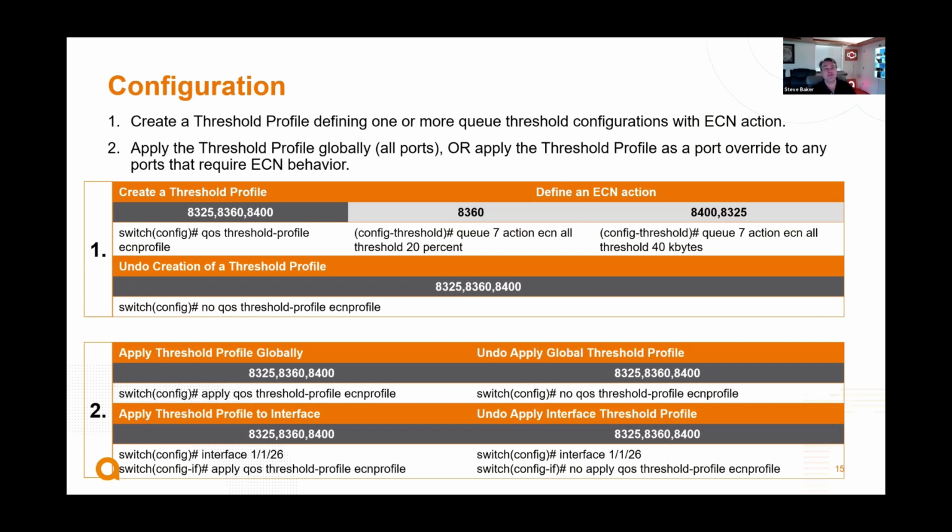The way we can configure ECN with the 3 switches that we support is slightly different on the 8360 and the 8325. So of course we would start by creating a QoS threshold profile.